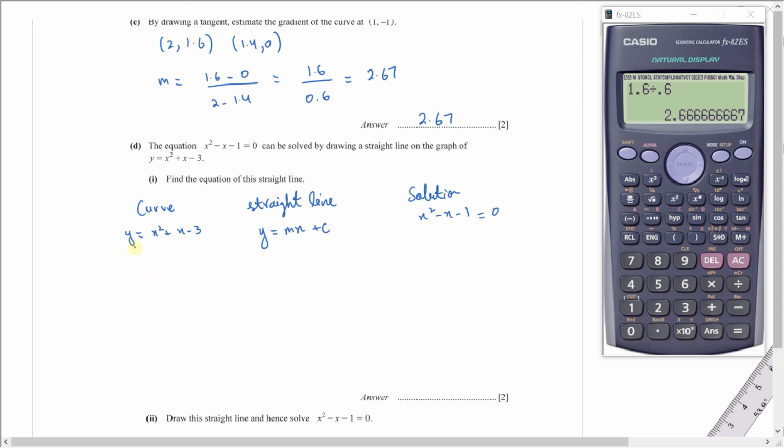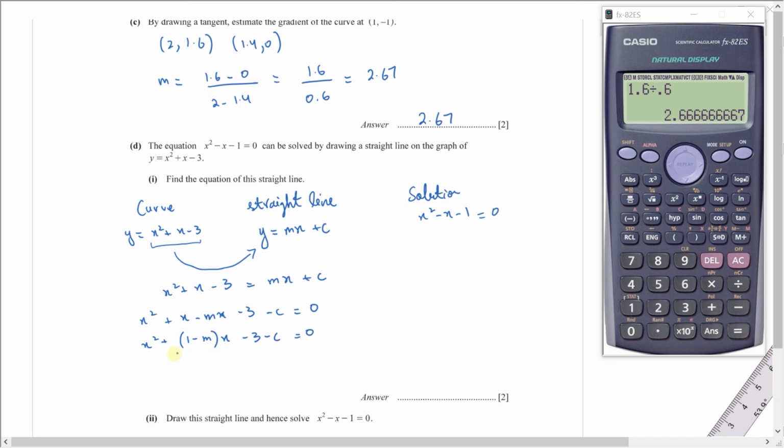So from this equation of the curve, I can substitute this value of y in this equation of the straight line. If I substitute this y value here, I will get x squared plus x minus 3 equals mx plus c. And now we have to convert this equation into this form. So I'll take everything to one side. So I will have x squared plus x minus mx minus 3 minus c equals 0. So this is x squared plus (1 minus m) times x minus 3 minus c equals 0.